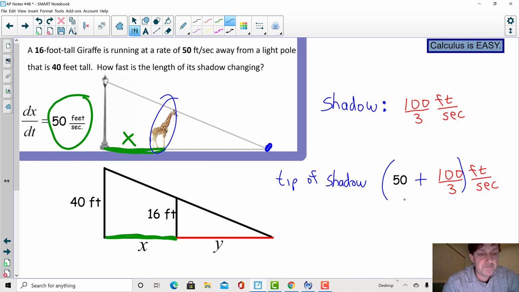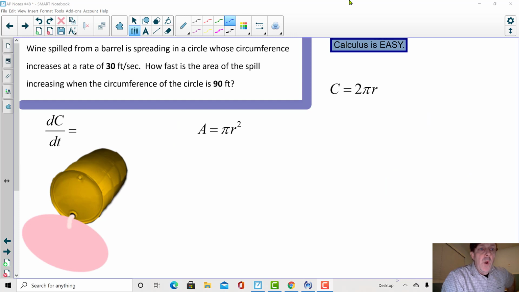Okay, here it says that wine is spilled from a barrel and it's spreading in a circle whose circumference is increasing at this rate. So C is the circumference. The C prime is the rate that the circumference is increasing. So we can fill that in right now. C prime is going to be 30 feet per second.